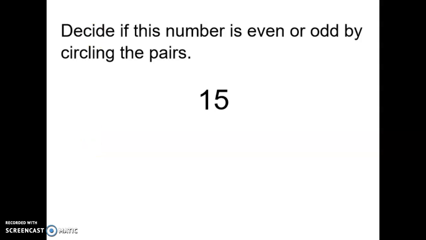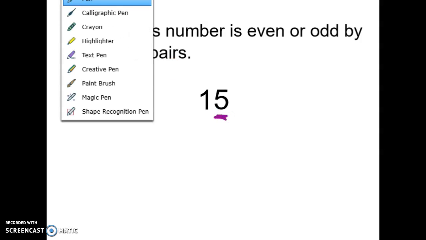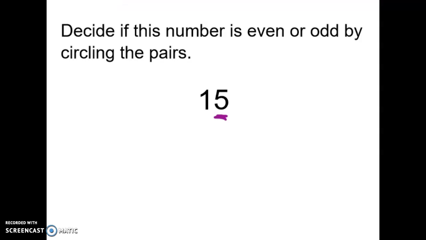Or remember, when we're doing even and odd, we only need to look at the number in the ones place. So all I need to do is draw 5 circles because the 5 is in the ones place. 1, 2, 3, 4, 5.